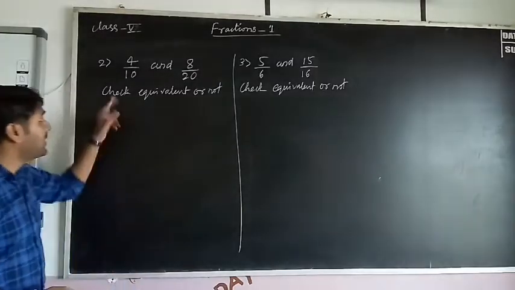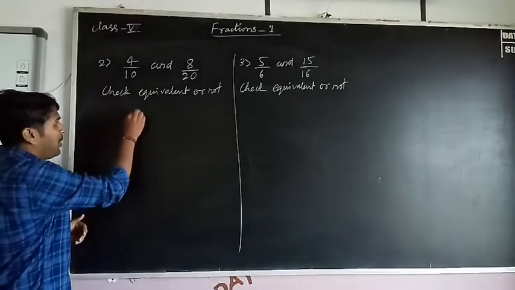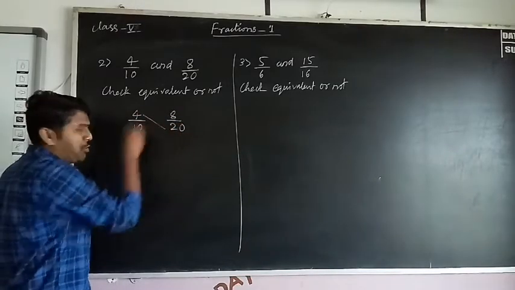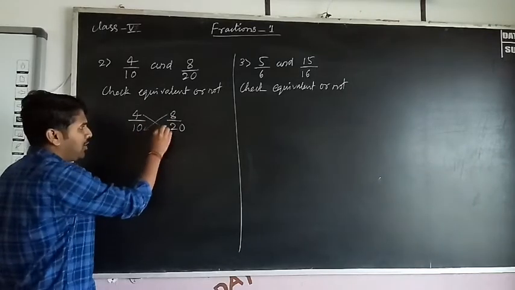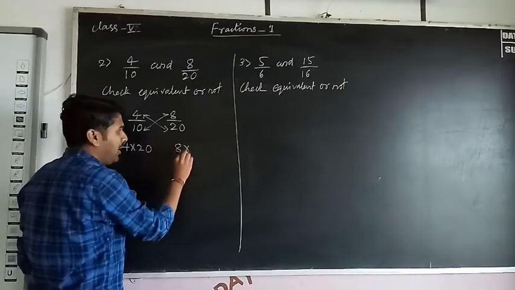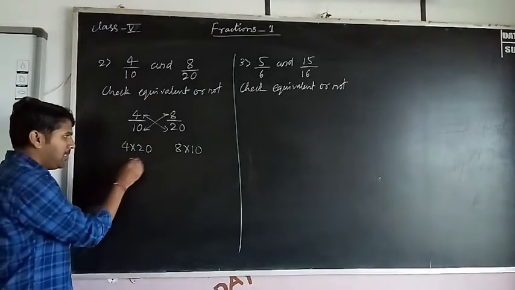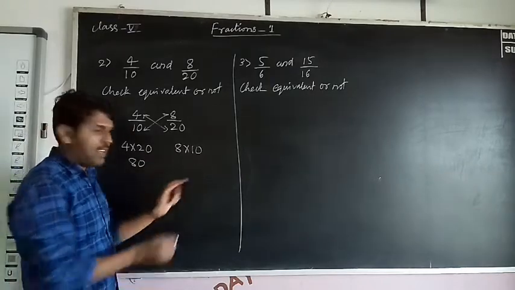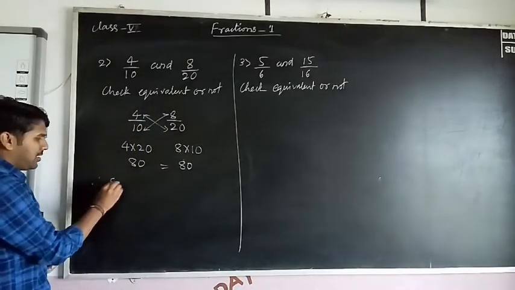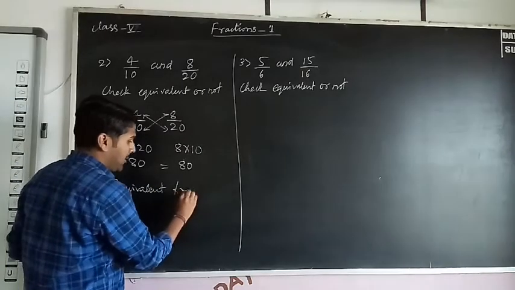Take another example, the second one. Check whether they are equivalent or not. How to check it? Just cross multiply 4 by 10 and 8 by 20. So cross multiply 4 into 20 and 8 into 10. 4 2s are how much? 80. Next, 8 10s are 80, isn't it? So both are equal. That means these two are equivalent fractions.